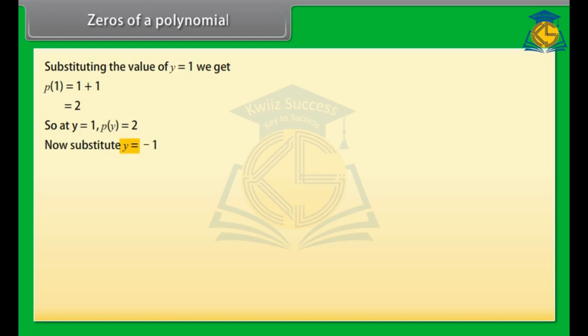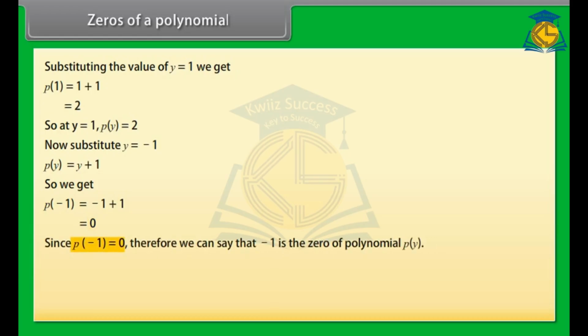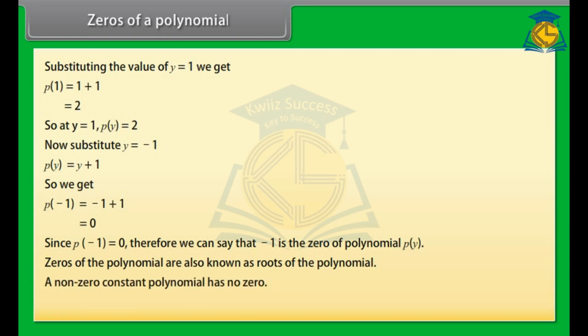Now substitute y = minus 1. We get p(minus 1) = minus 1 + 1, which is equal to 0. Since p(minus 1) is equal to 0, we can say that minus 1 is the zero of the polynomial p(y). Zeros of the polynomial are also known as roots of the polynomial. A non-zero constant polynomial has no zero. A linear polynomial has one and only one zero.